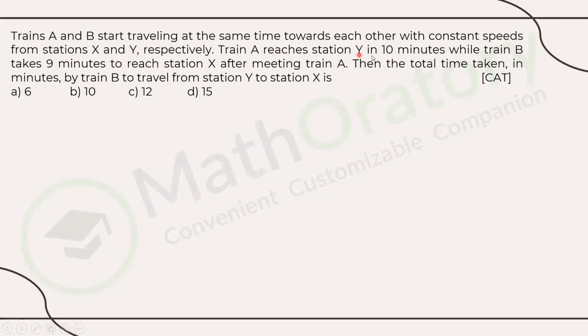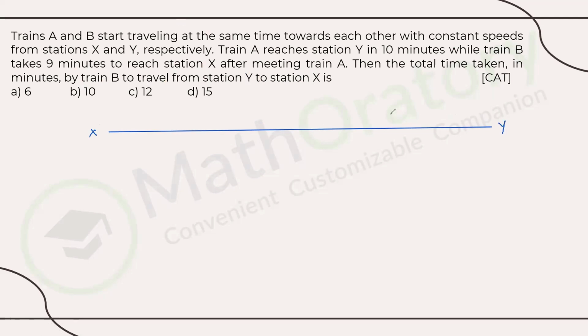So train A reaches station Y in 10 minutes, meaning that the entire distance is covered in 10 minutes. While train B takes 9 minutes to reach station X after meeting train A. So that is just the part after the meeting time that is given. Right. Then we need the total time taken in minutes by train B to travel from station Y to station X. So let's quickly draw the diagram for reference. So let's say this is X, this is Y.